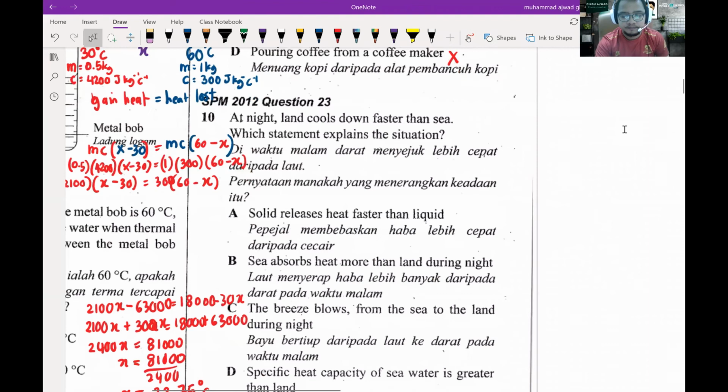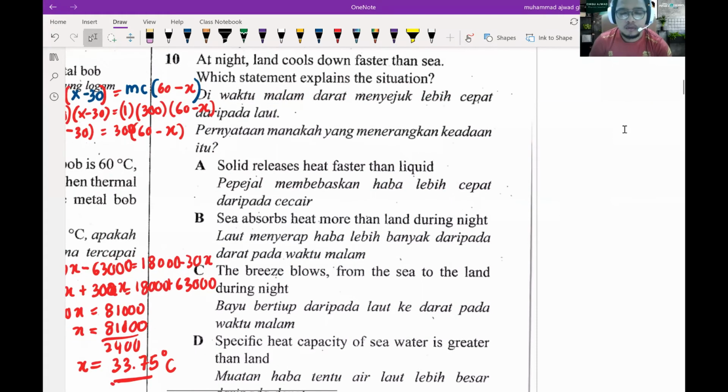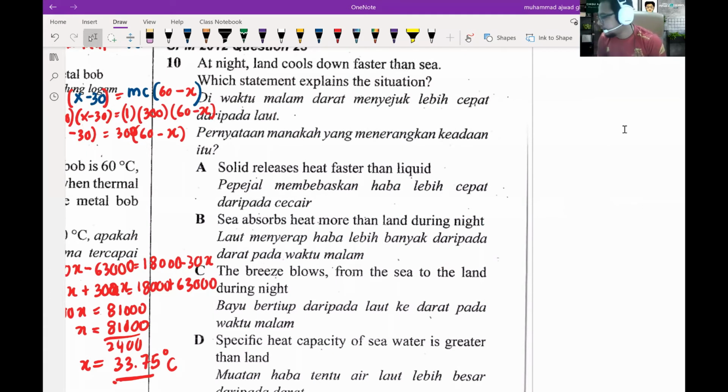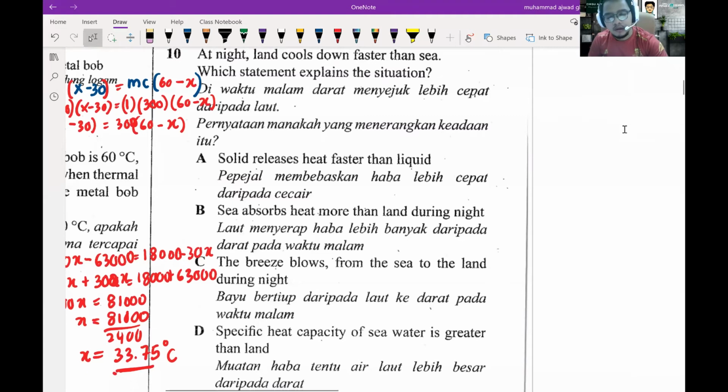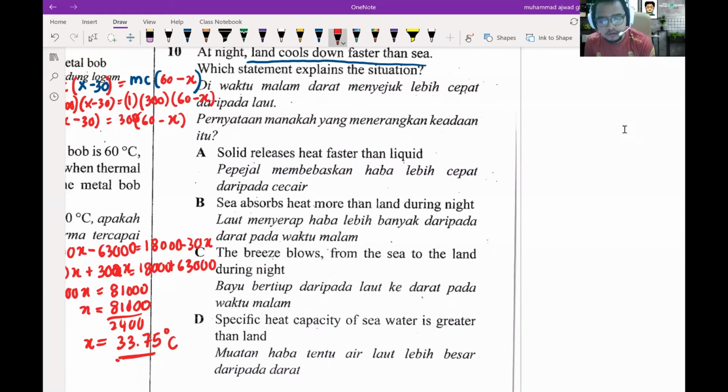Go to the next question. Okay, at night, land cool down faster than the sea. Okay, land cool down faster than the sea. Which statement explain the situation? Okay, kenapa? Sea absorb heat more than the land. Okay, the breeze blow from the sea to the land. Specific capacity of the sea water is greater than the land. Kenapa daratan cepat sejuk? C ke cikgu? Sea, the breeze blow from the sea to the land during night.